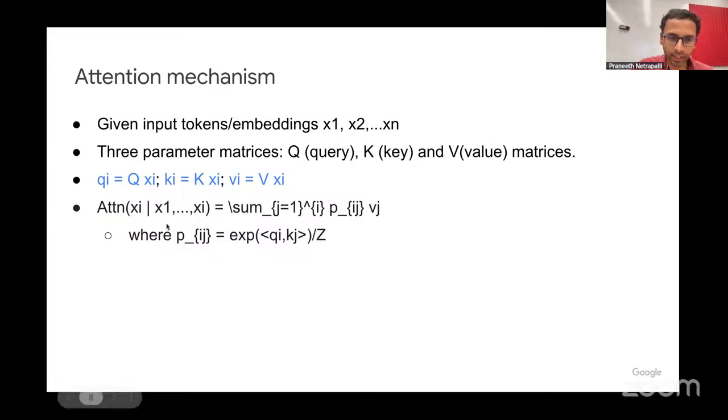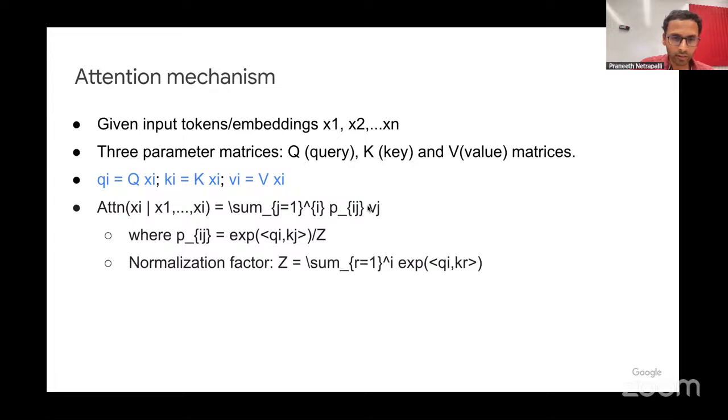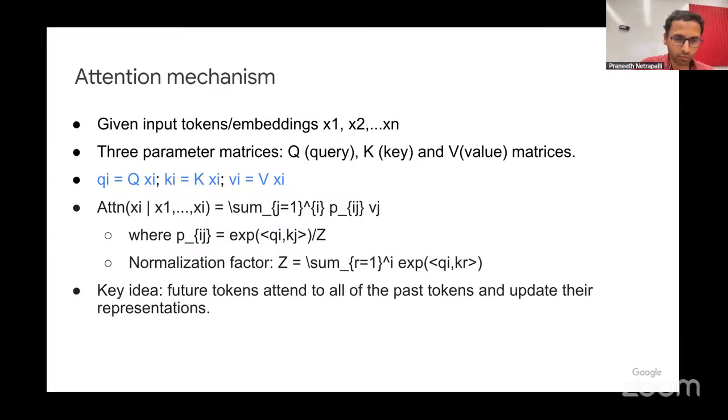So qi is the current query. So xi has a query qi, and then the jth embedding vector xj has a corresponding key, which will be kj. So we take an inner product of qi and kj and then take an exponential, and then the Z is just a normalizing factor to make sure that this is a probability distribution, right? So we take a weighted combination of all the previous value vectors, Vj. So this is basically the attention mechanism.